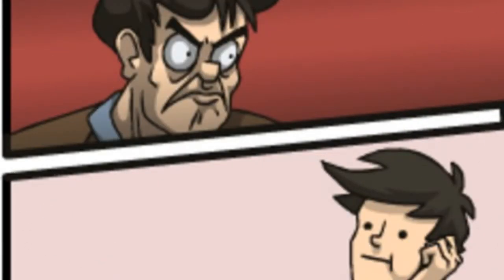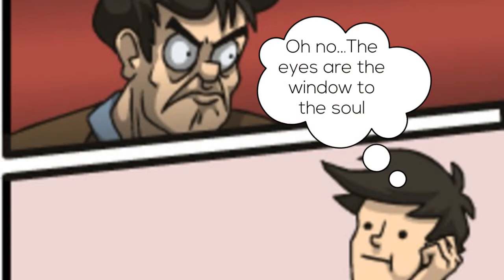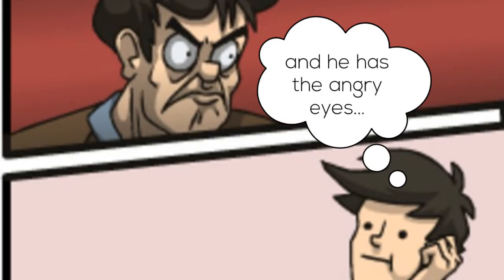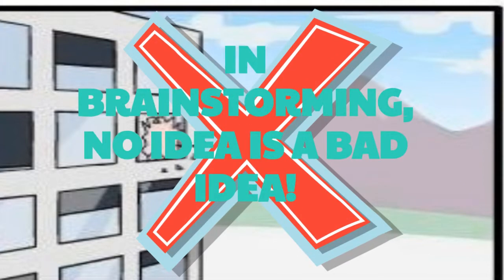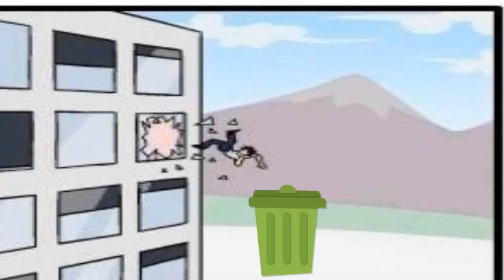Only after this phase do we move on to the red light phase where we start critiquing the ideas in order to improve them. Once again, I'd like to reiterate that in brainstorming, no idea is a bad idea. Every idea should be given the opportunity to develop before you choose to throw it into the waste bin.